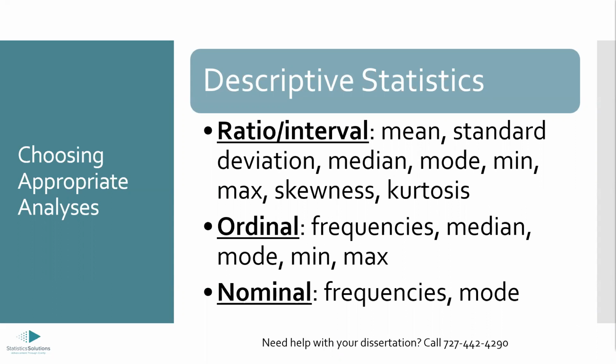So those are all things that we can compute from ordinal levels of measurement. With nominal data, you're more limited in what you can do. With nominal data, you can basically only meaningfully report frequencies and maybe the mode, which again would be the most common category observed in the data.